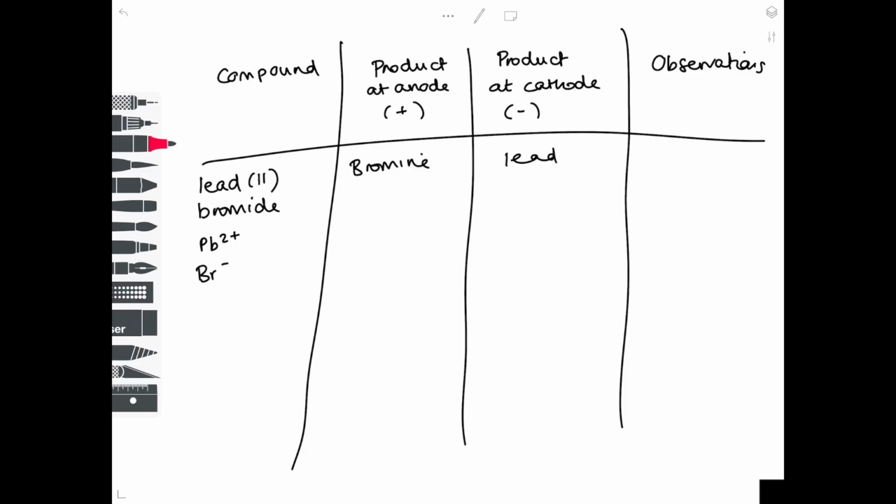The observations here are that the lead collects at the cathode and it literally just drips off in a molten state, whereas bromine gas is produced at the anode, which bubbles off.